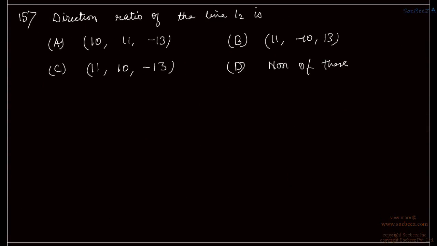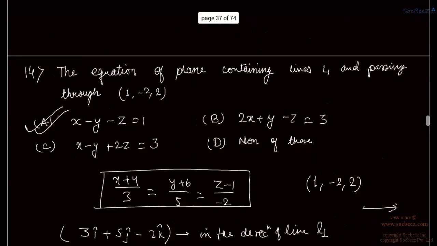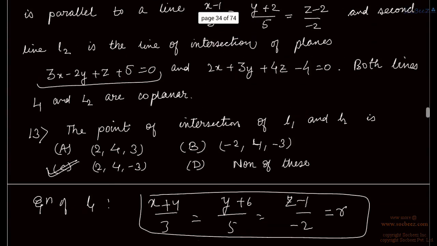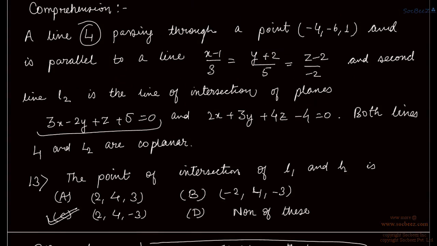Direction ratio of line L2 is. Now we have to find the direction ratio of line L2. So let us see in the comprehension what is line L2. The line L2 is a line of intersection of the given planes. Okay, line of intersection of given planes, and the question is asking to find the direction ratio of line L2.